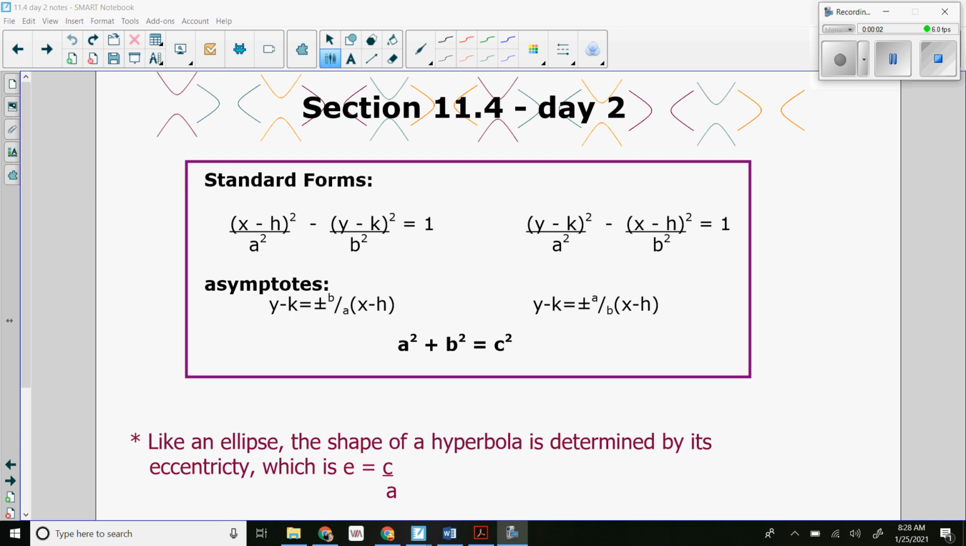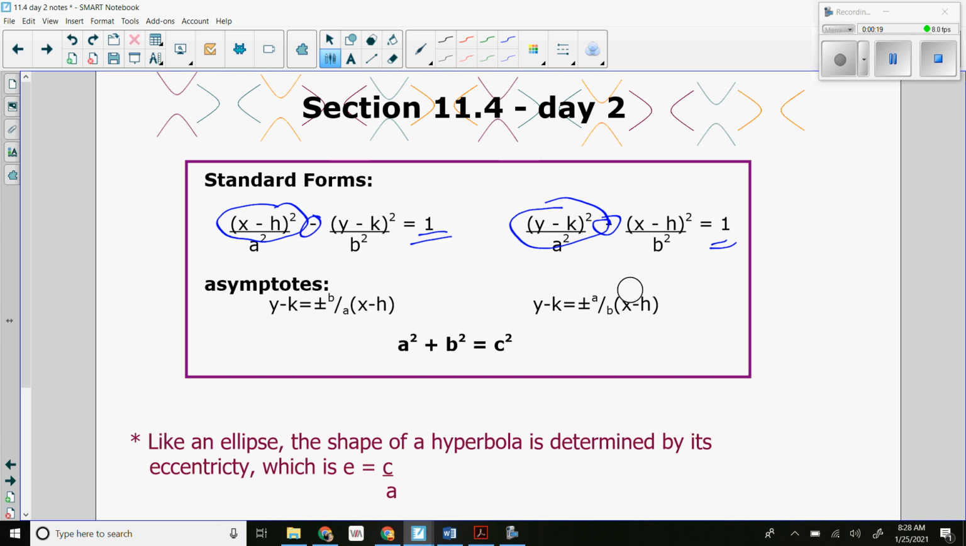All right, guys, I want to go over another day here of hyperbolas. Before we start, I wanted to remind you we have those two different forms. One where the x's come first, one where the y's come first. Other than that, they're both subtraction in the middle, and of course, they both equal 1.